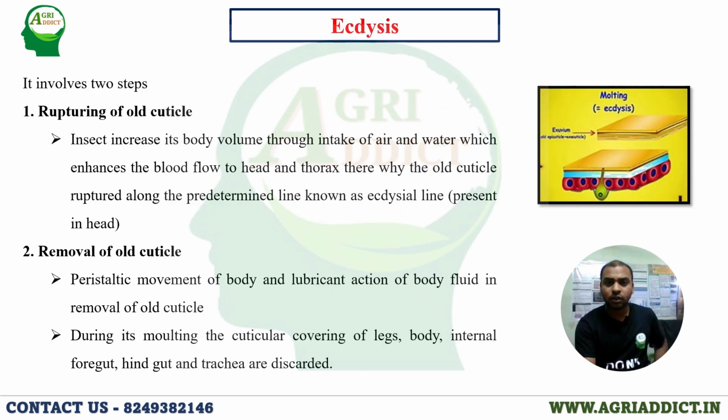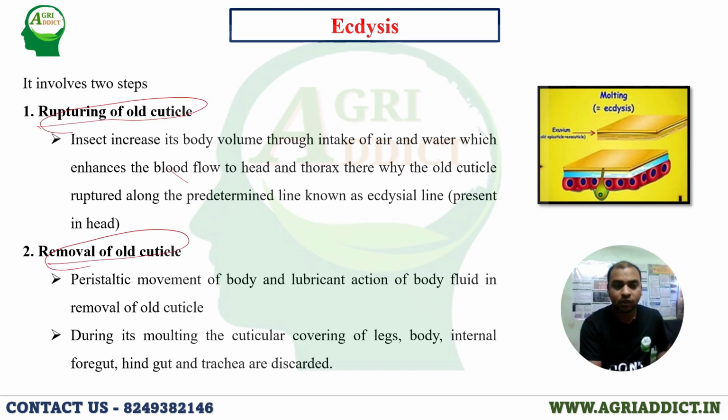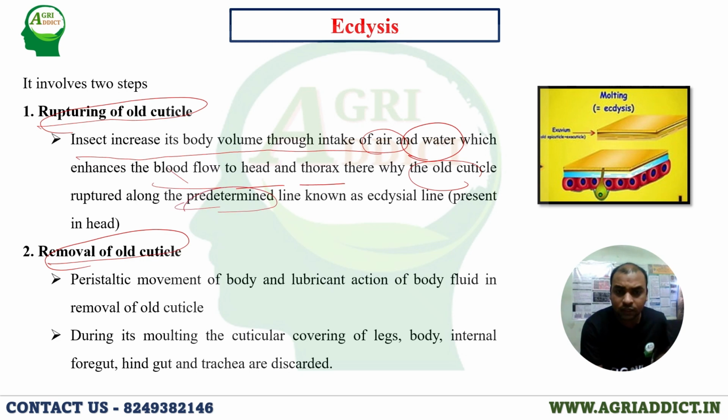And this is the process of ecdysis. What is ecdysis? Ecdysis consists of two different processes: one is rupturing of the old cuticle, and the other is removal of the old cuticle. The insect increases its body volume through intake of air and water, which enhances the blood flow to the head and thorax. Thereby the old cuticle ruptures along the predetermined line, called the ecdysial line.